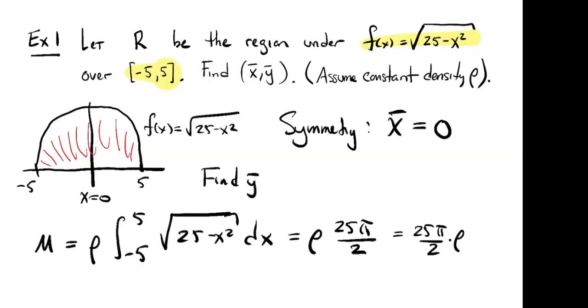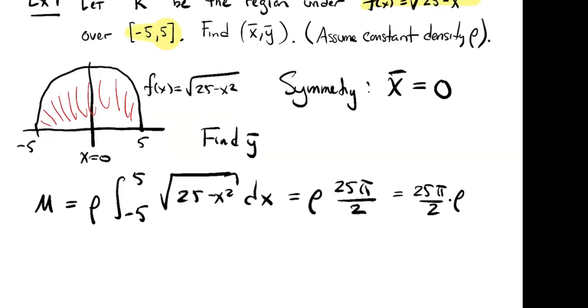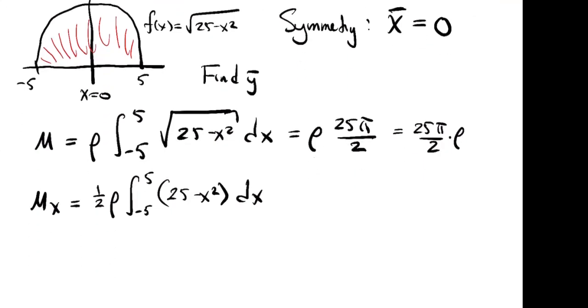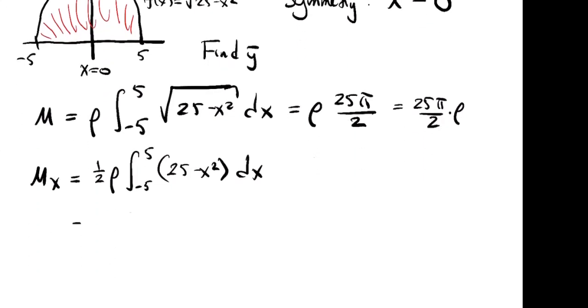So now what do we need? We need to compute M sub x. M sub x, by the formulas above, is equal to 1/2 rho times the integral from -5 to 5 of the function squared. So 25 minus x squared dx, because squaring the square root gets rid of it. And so, let's compute this integral. I don't have it computed out, so I'll just do it. First of all, I'm going to multiply by 2 and integrate from 0 to 5, again by symmetry.